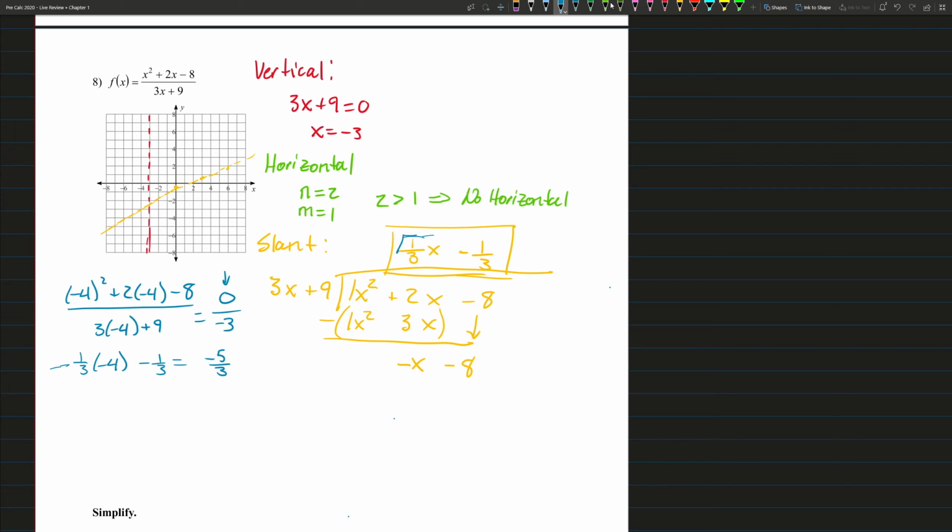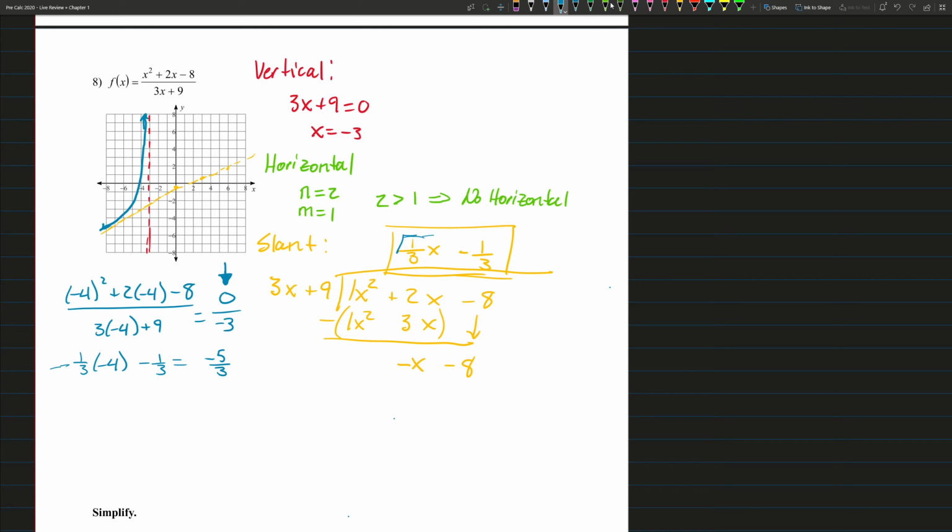Our negative 4 value, this is pretty clearly above negative 5/3. 0 is above negative 5/3. So our graph is going to be up here. Okay, that's not quite exact, but you get the point.